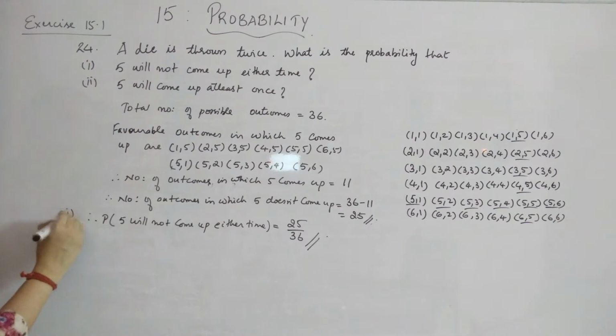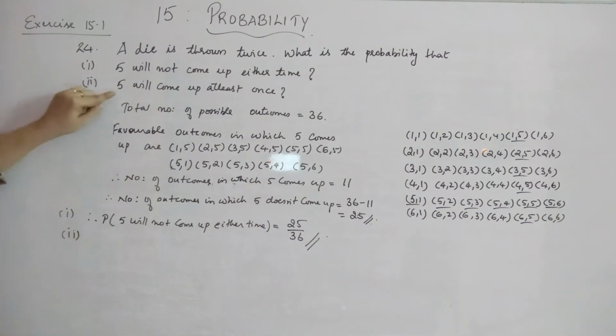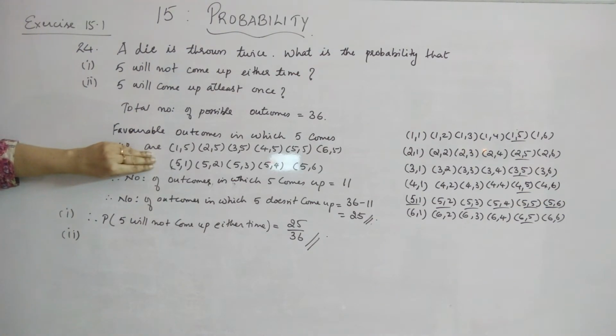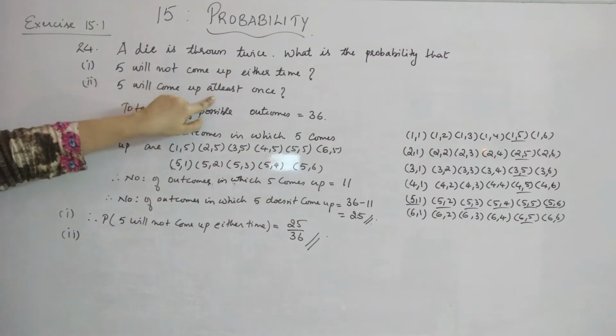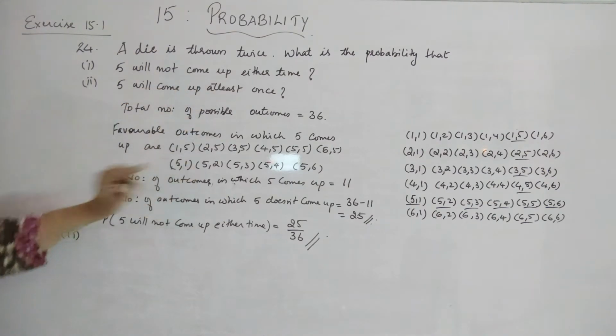Now what is the second part? So this is your first part. What is the second part? Probability that 5 will come up at least once. So these are the cases in which 5 will come up at least once. So minimum 1, and at the maximum it can have 2.